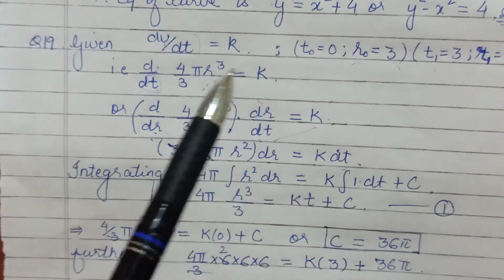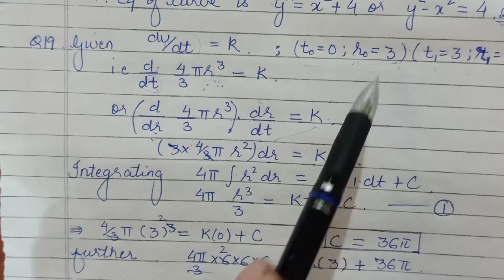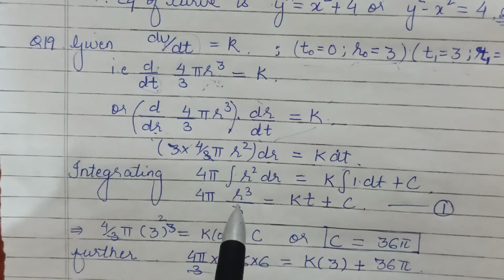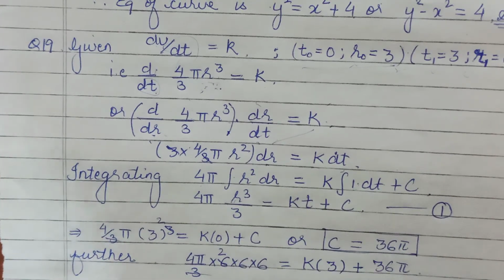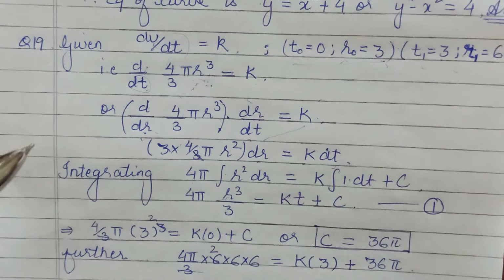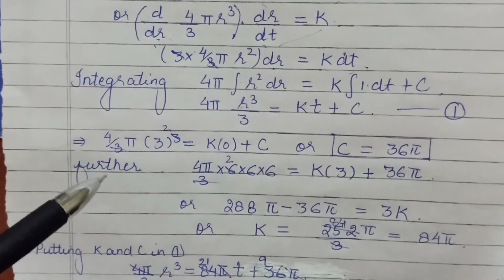Now back to the points that were given to us. Put t as 0, r as 3. So in this, if I put r as 3 and t as 0, I find my c, which comes out to be 36 pi. Calculation, children, you have to do on your own to check whether you're getting it or not.